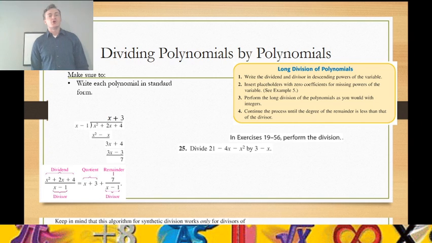Make sure to write each polynomial in standard form. So we are going to perform the division here. Divide 21 minus 4x minus x squared by the binomial 3 minus x. So my first trinomial, I'm going to write it in the standard form, negative x squared minus 4x plus 21. And I'm dividing by negative x plus 3.